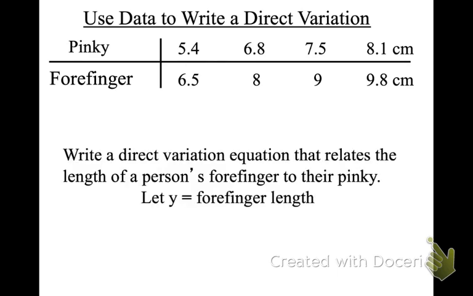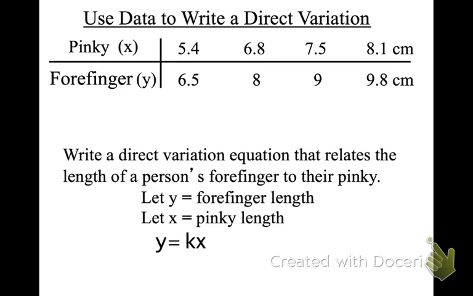So if y is your forefinger and x is your pinky, it doesn't matter what you set up, it's still going to work out. We can set up y equals kx, right? Substitute in any, get our k.